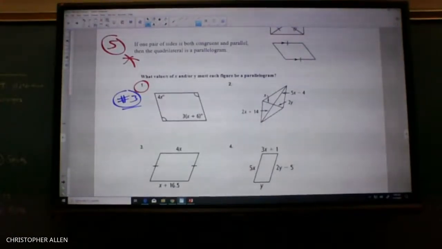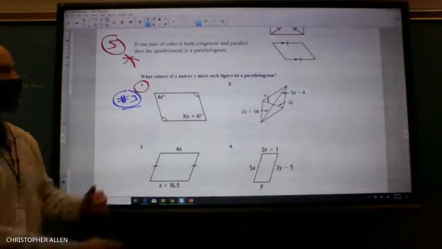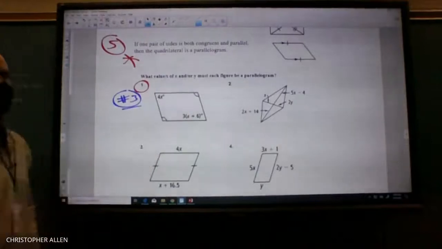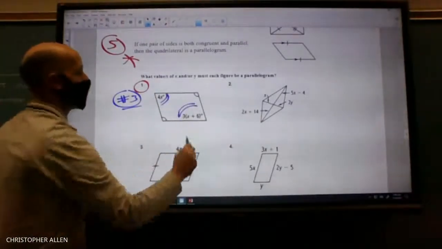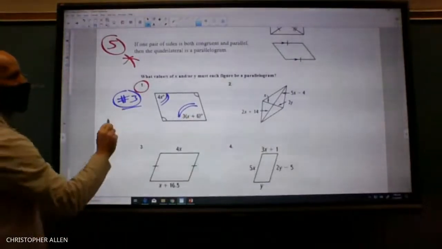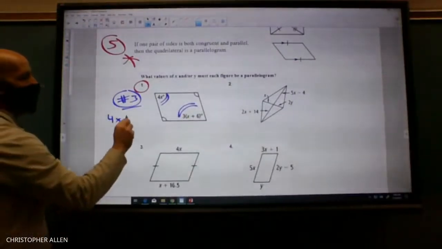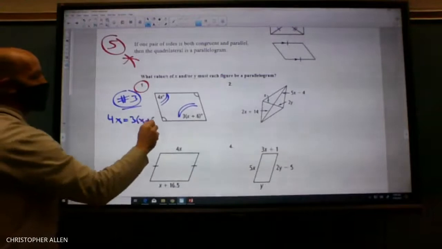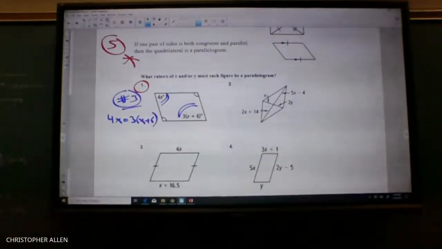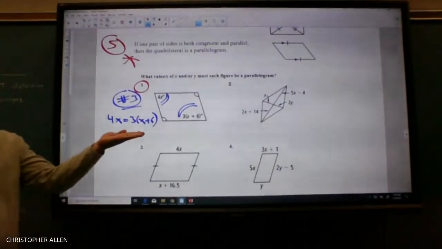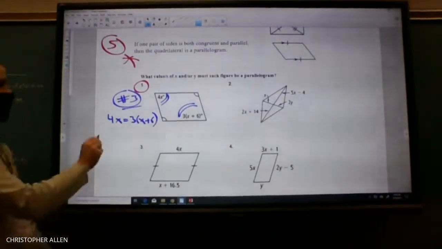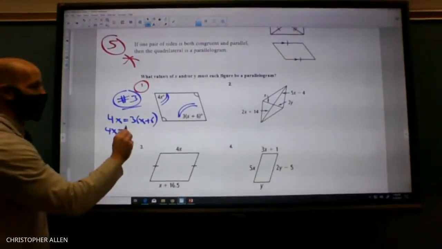And number 3 says, in order for this, we already know that these 2 angles are congruent. We also need these 2 angles are congruent. And if those 2 angles are congruent, then 4x has to equal 3 times x plus 6. Because that's what congruent means. Congruent means that they have the same measure. So now we've got ourselves a little algebra problem. So we got to do a little bit of algebra. So we're going to review some of our algebra skills.